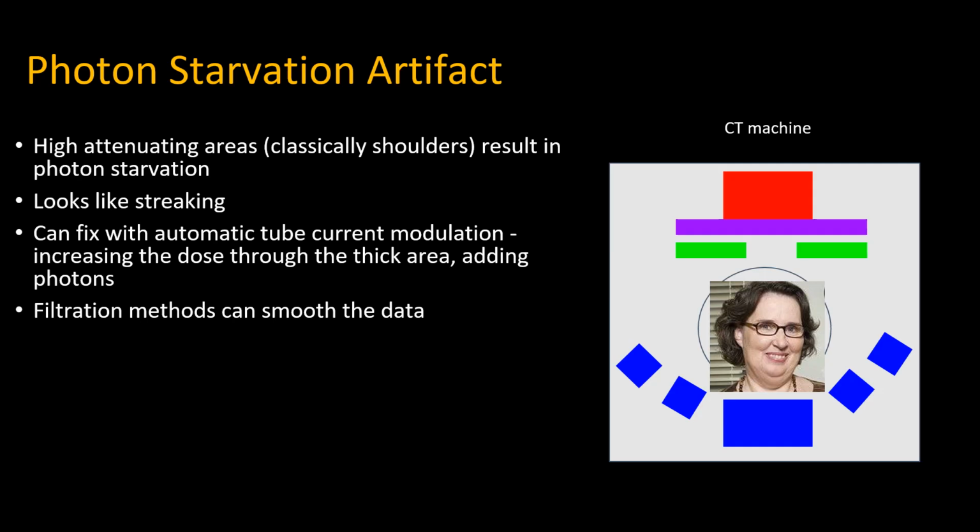Photon starvation artifact is caused by high attenuating areas, classically the shoulders, or a large patient. We have an example from the office here, which results in photon starvation, and it looks like streaking on the image. We can fix photon starvation artifact with automatic tube current modulation, which will increase the dose through the thick area, essentially adding photons to penetrate. Filtration methods can also smooth the data.